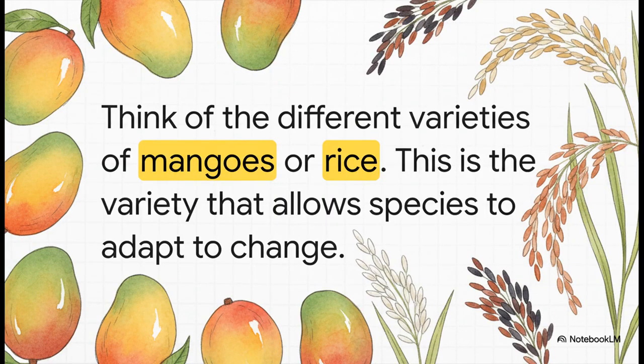So at our first level, genetic diversity is all the variety that's happening within one single species. You know this already. Just think about all the different types of mangoes or the thousands of varieties of rice. That internal variety is absolutely crucial. It's like a species' survival toolkit. It's what lets it adapt and survive when things like the climate change or a new disease shows up.